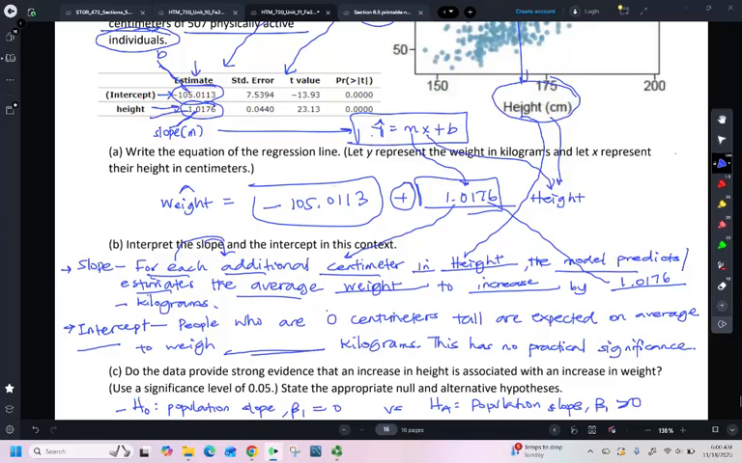Then for the intercept, that will be the value of the predicted weight when the height is equal to 0. So people who are 0 centimeters tall are expected on average to weigh about negative 105.0113. We already know that this has no practical significance because a human being cannot have a height of 0 centimeters.